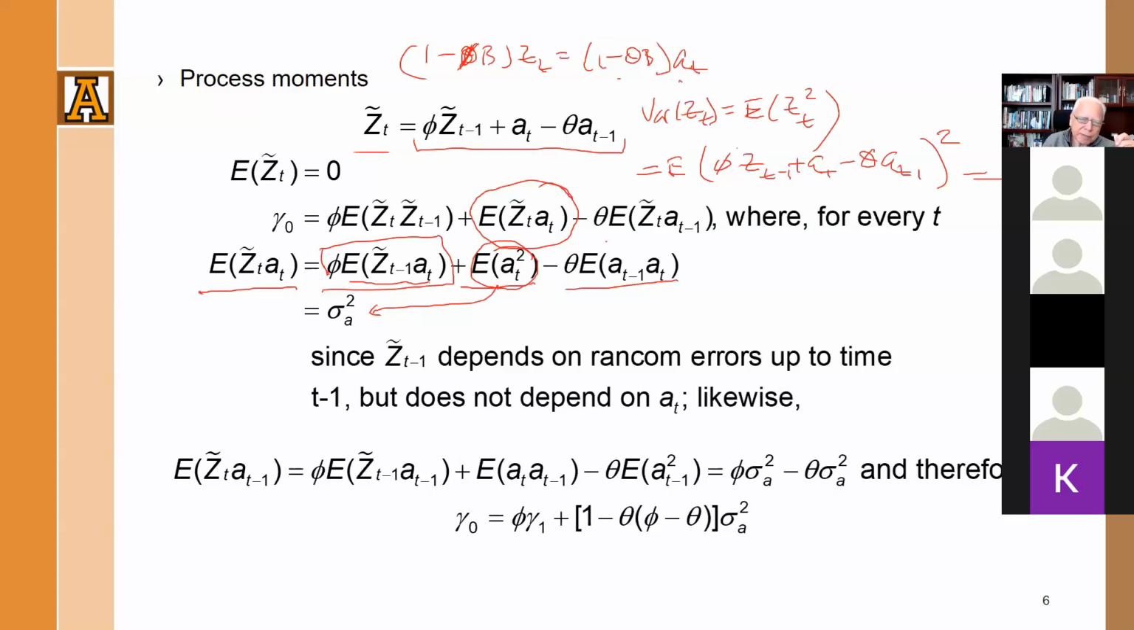Any guesses? Z_{t-1}. What's the expression for Z_{t-1}? Z_{t-1} is equal to phi Z_{t-2} plus A_{t-1} minus theta A_{t-2}. Now, why is this expected value 0? Expected value of Z_{t-1} times A_t.